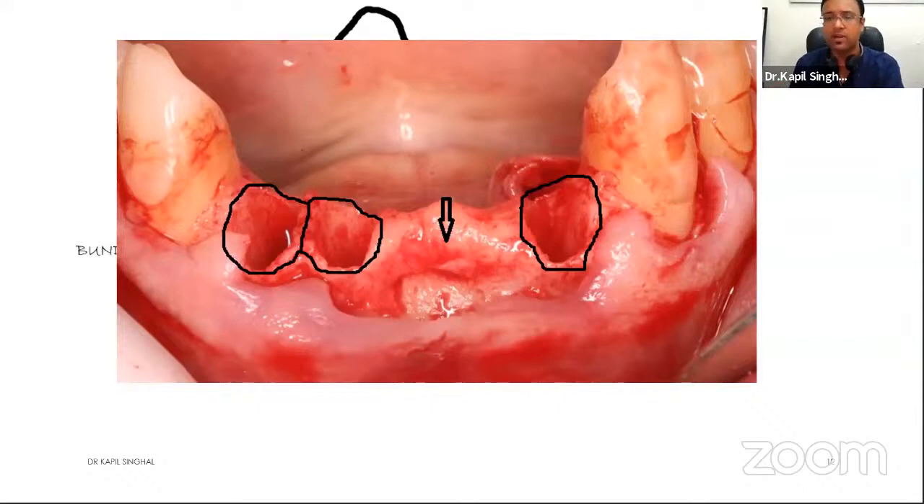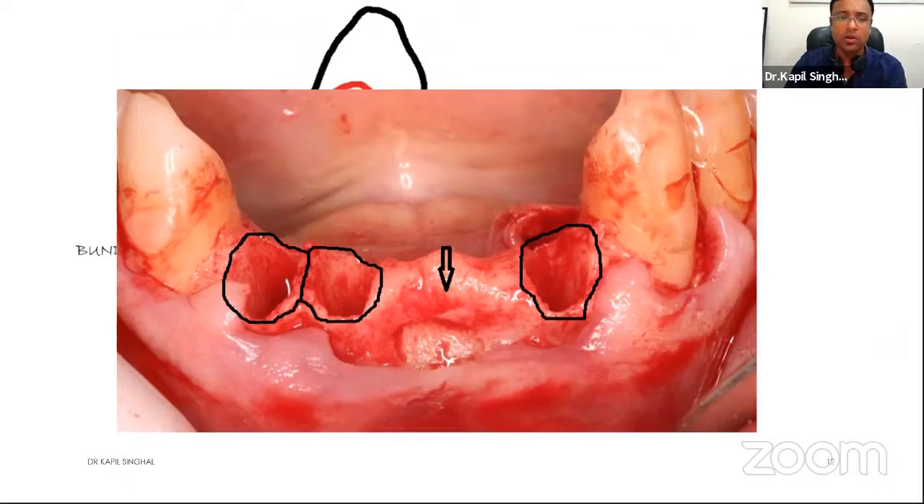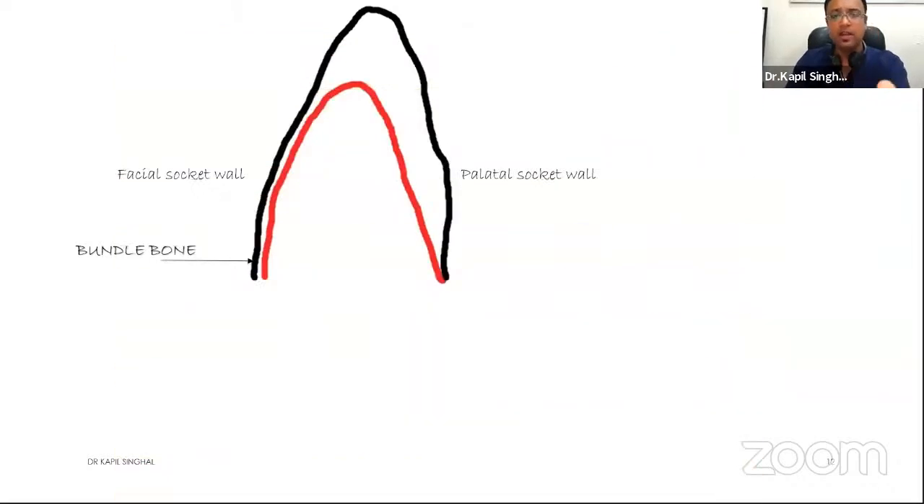Then you have to do some grafting. So what is advisable in this case is that you ideally place the implant, and if required, do the grafting at the same time to prevent this bundle bone loss. This bundle bone is very important to be protected. And how would you protect it? By immediate placement and not reflecting the buccal flap.